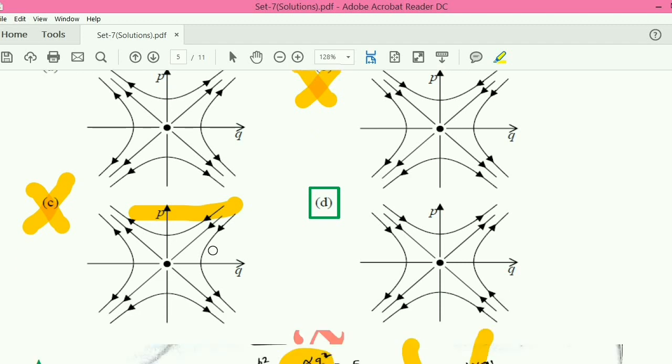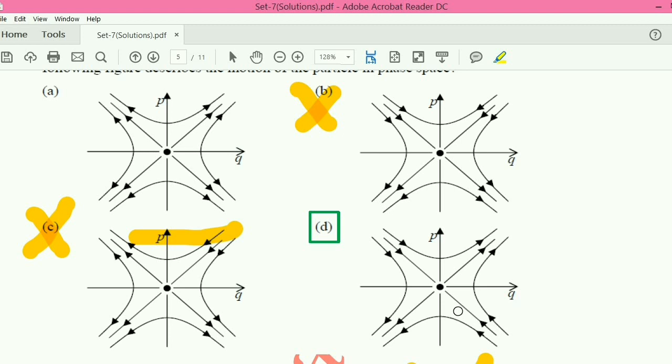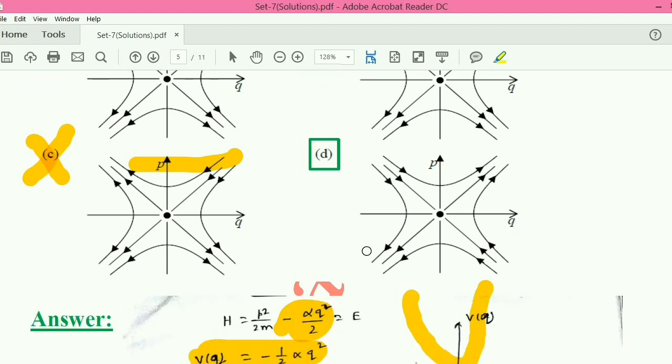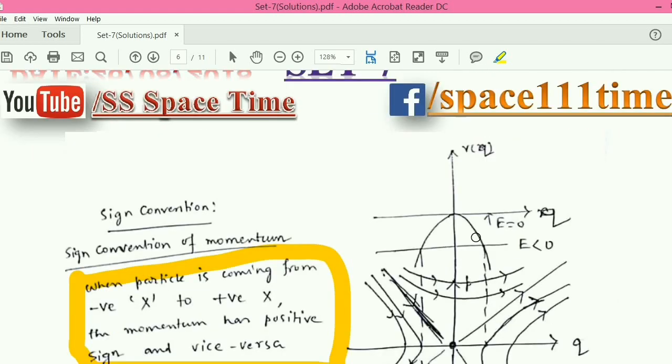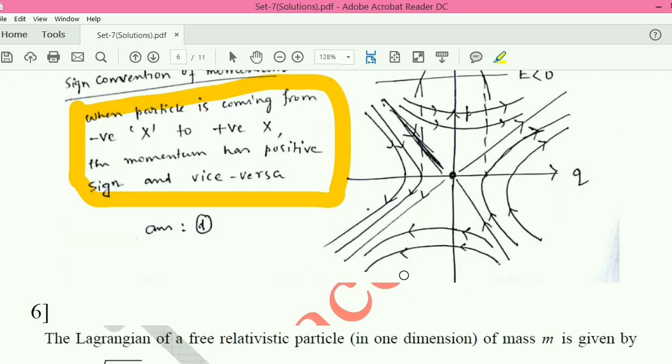Okay, so this, but here you can see the direction is here in this direction and the direction is here in this direction, so it is also not possible. So the possible answer is this. So as you can see, it is going from negative to positive, so it should have positive momentum, and here it has positive momentum. So option D is the correct option. So you have to apply all the properties of phase space trajectory to find out the best option.